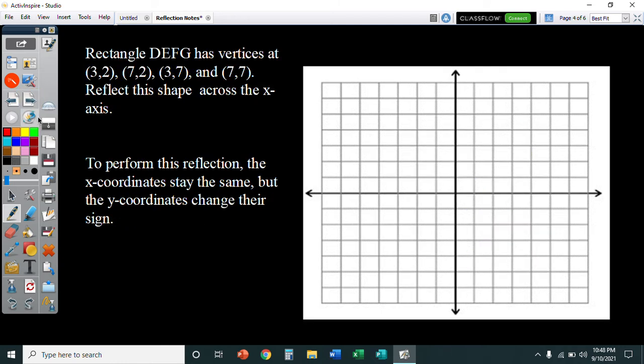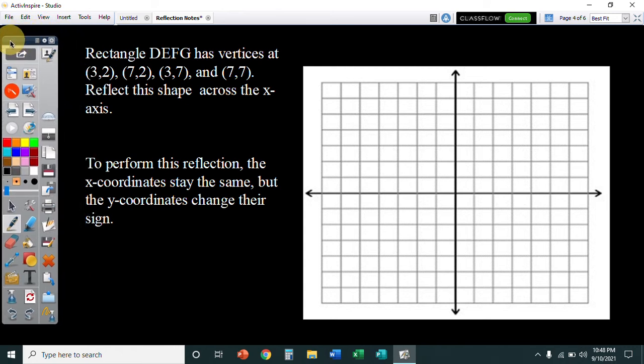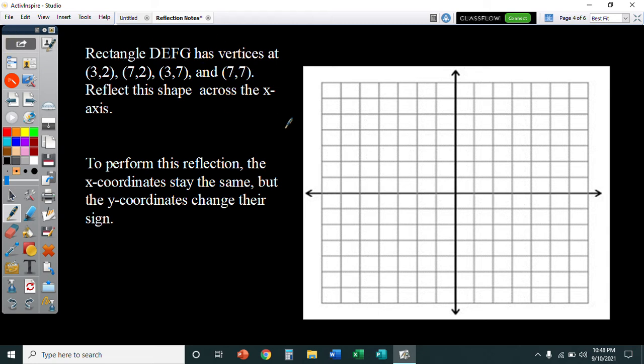Okay. Now, once again, I'm going to graph this shape first. So 3, 2, 1, 2, 3, 1, 2, and that's D, 7, 2, 4, 5, 6, 7. That's E, 3, 7, which is way down here. That's F, and 7, 7 down here, which is G.